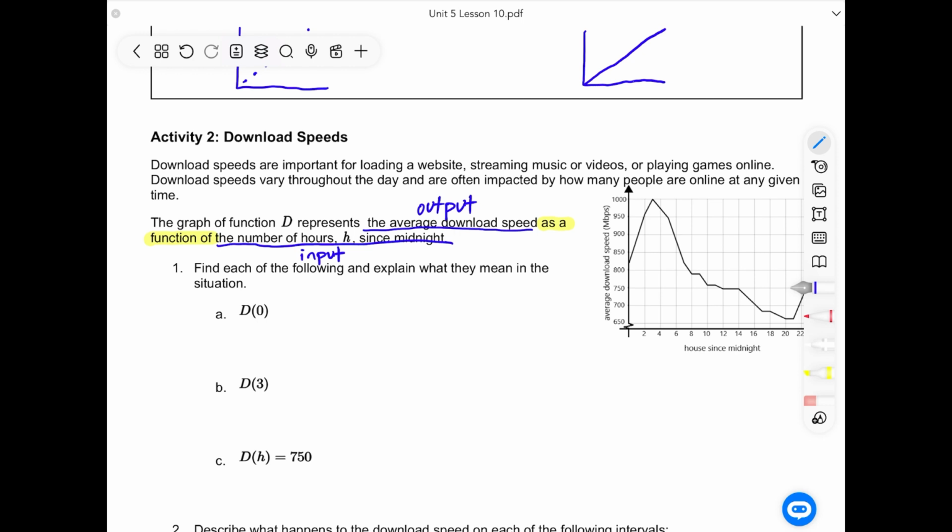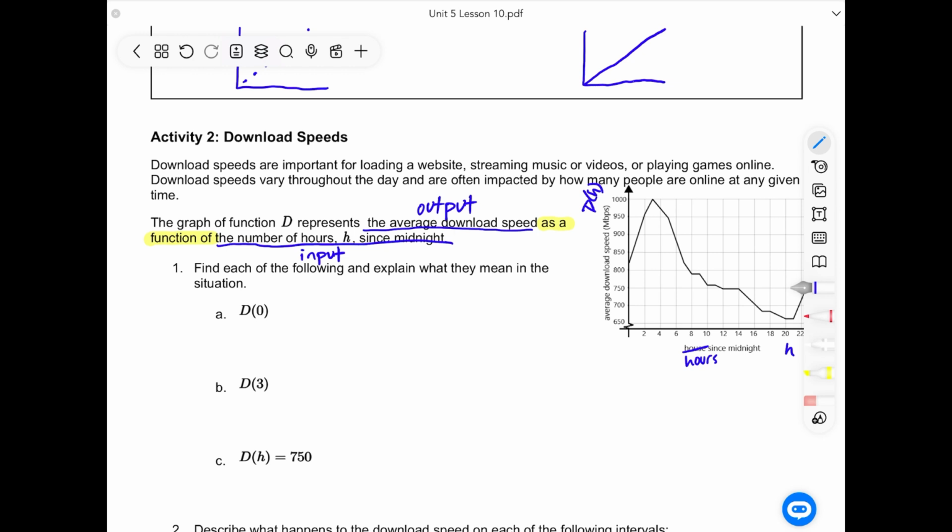Now, the graph has a little bit of a typo here. This should say hours since midnight. I think there was just an autocorrect where it said house. But hours since midnight, or h, is going to be our input. And then the download speed as a function of the hours, d of h, is going to be on our y-axis for our outputs, average download speed in megabytes per second.